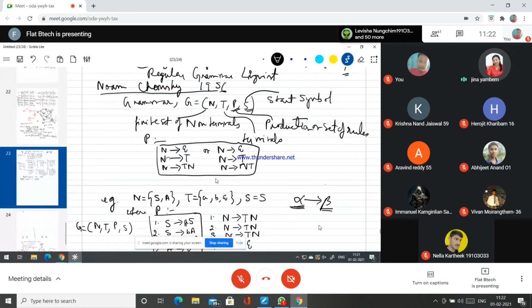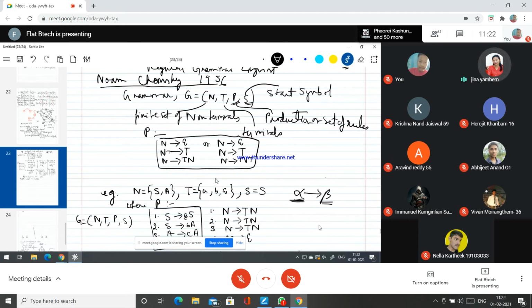If you want to identify whether a given grammar is regular or not, then you need to check the productions of the given grammar, whether they follow this format or not. This format means N can be replaceable by epsilon, or N by a single terminal, or N by a single terminal followed by a single non-terminal, or N by a single non-terminal followed by a single terminal. If the production is of this format, then you can conclude that the grammar is a regular grammar.